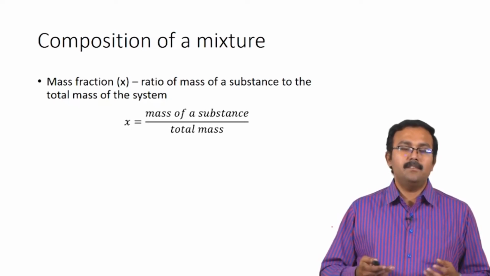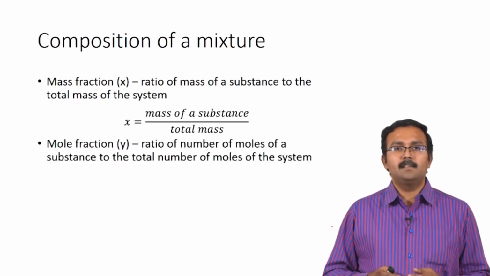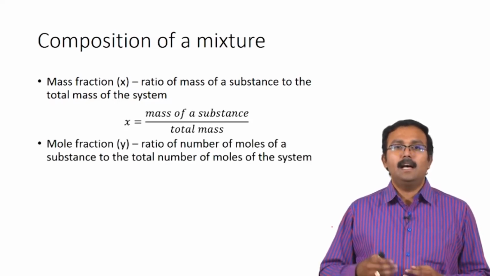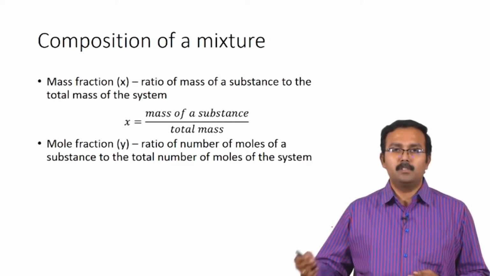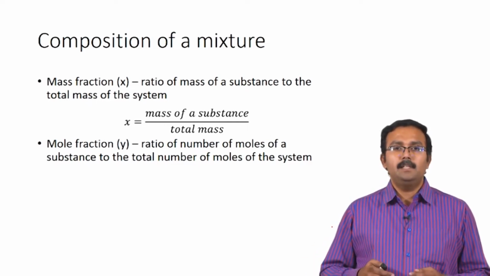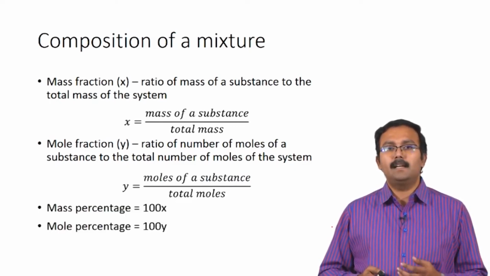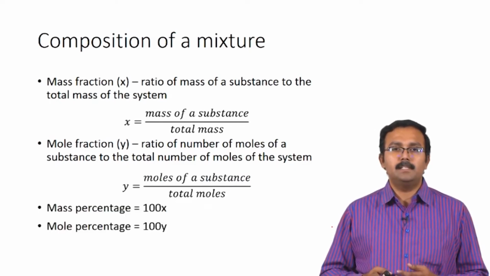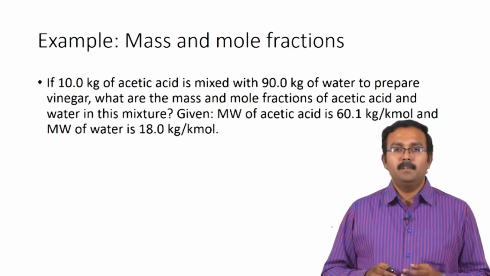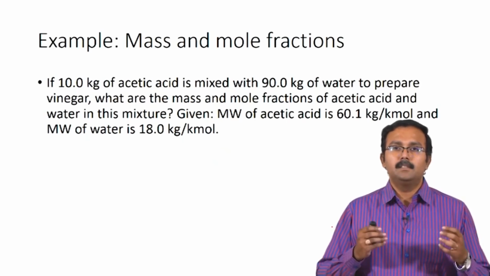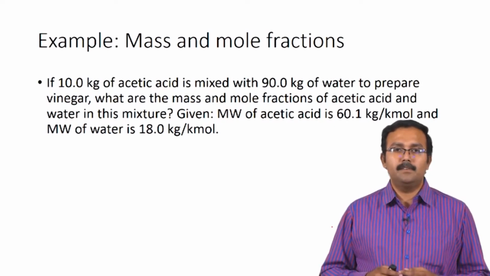So, this is conventionally written as X. You also have mole fraction, which is conventionally written as Y, as the ratio of the number of moles of a substance to the total number of moles of the system. So, these mole fractions and mass fractions can also be written as mass percentages and mole percentages by multiplying these values by 100. Here is an example problem where we can try to calculate the mass fraction and mole fractions for a mixture which has been given.